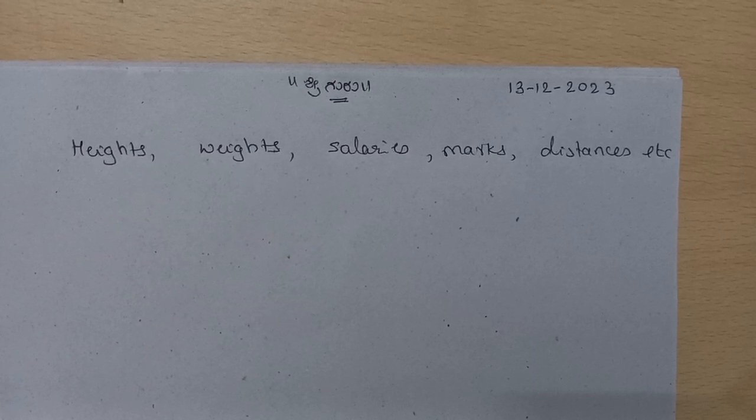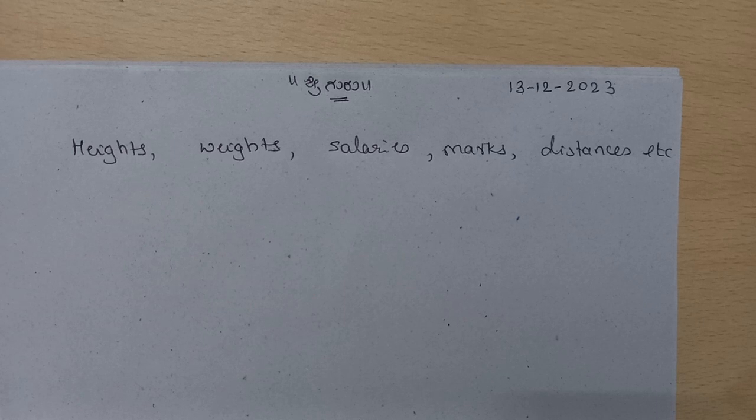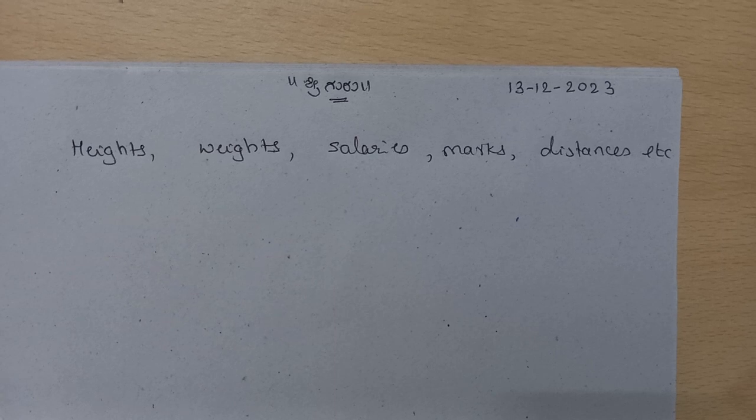Raju has more money than Shiv. The salary is compared. Kamala is taller than Vimala. The height is compared. And Raju has scored more marks than Shobha. The marks are compared. So in day-to-day life, every quantity is compared. In this chapter, we study about these comparing quantities.